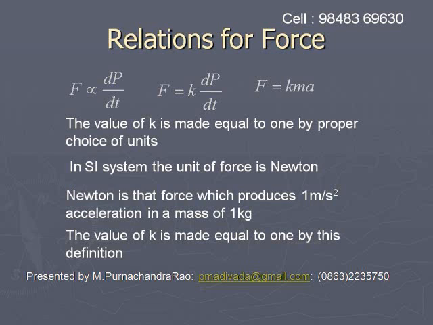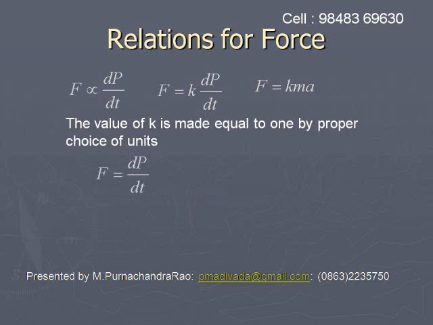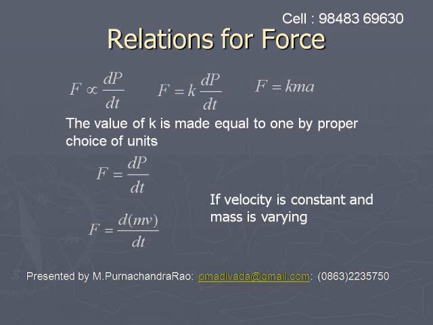Then the relation becomes F is equal to ma or F is equal to dp by dt. But P is momentum mv. From mathematics, we obtain the relation as F is equal to d by dt of mv.